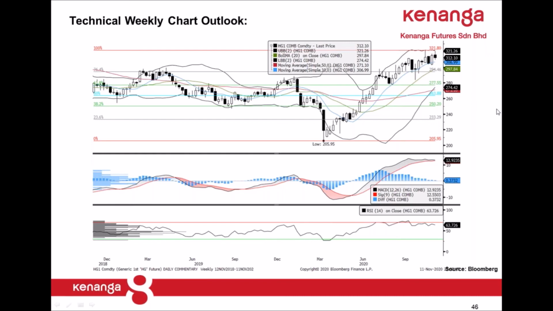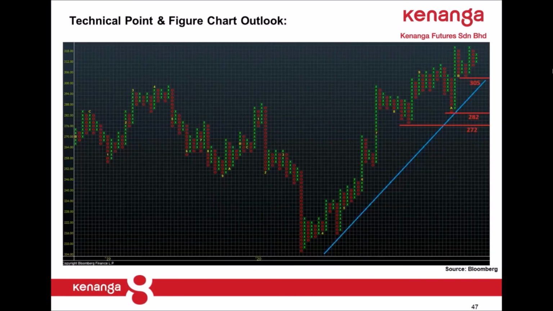Okay. Whereas this is the point and figure chart for copper. This is 20 ticks per box, 3-box reversal chart. As you can see, generally still uptrend. Now this red line will be the major support. So as you can see, in terms of point and figure, 3.05 will be the main support. So if this breaks, then the next one will be 2.82 around there.